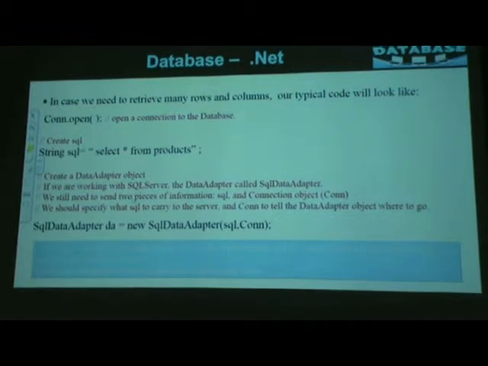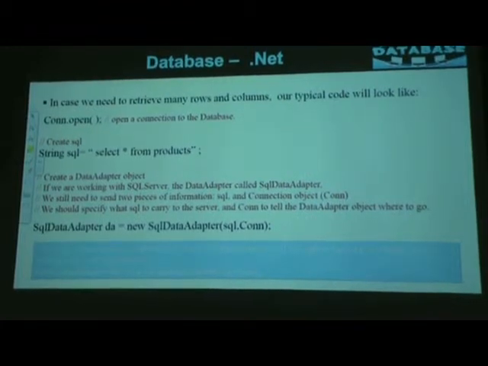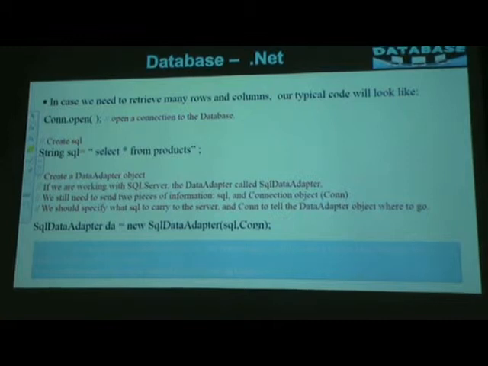We still need to send 2 pieces of information: SQL and connection object. We should specify what SQL to carry to the server and what connection, to tell the data adapter object where to go. The connection object, as I said, is like an address. So when we use it with the command object or data adapter, it's like you telling the motorcycle or the truck where to go, what username and password to use to deliver the data, and what database we need to communicate with.